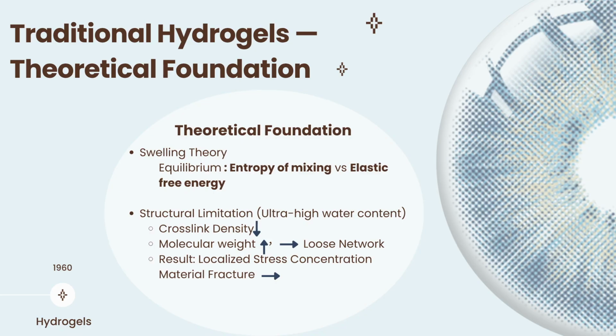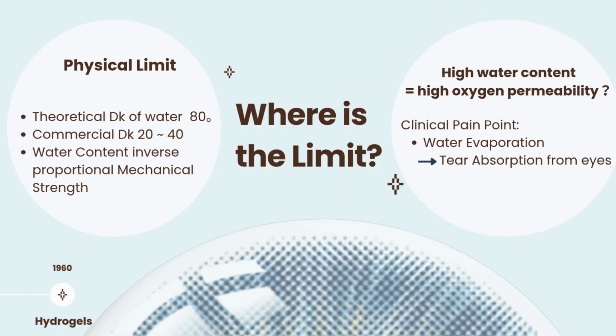To achieve higher oxygen permeability, developers tried creating ultra-high water content structures by lowering crosslink density to form a loose molecular network. However, this led to a major physical limit, localized stress concentration, which resulted in material fracture. This brought the industry to a critical question: is high water content truly the answer to high oxygen permeability? The physics presented a strict ceiling.